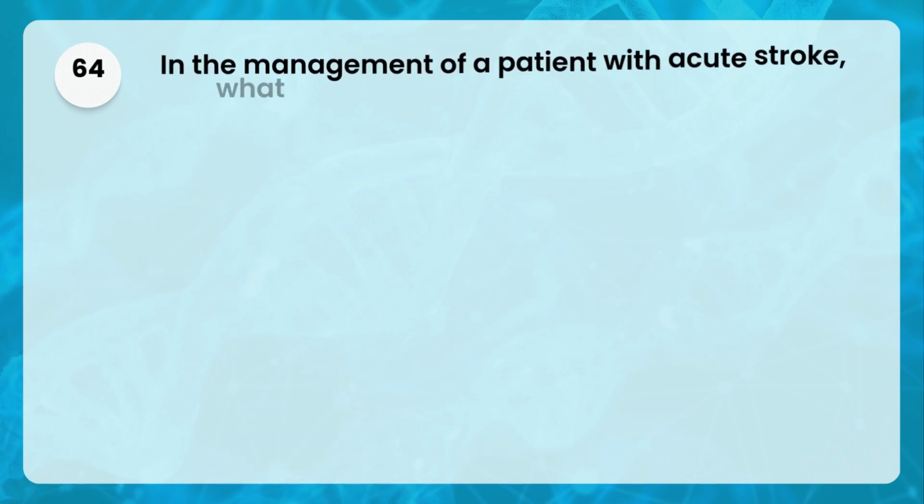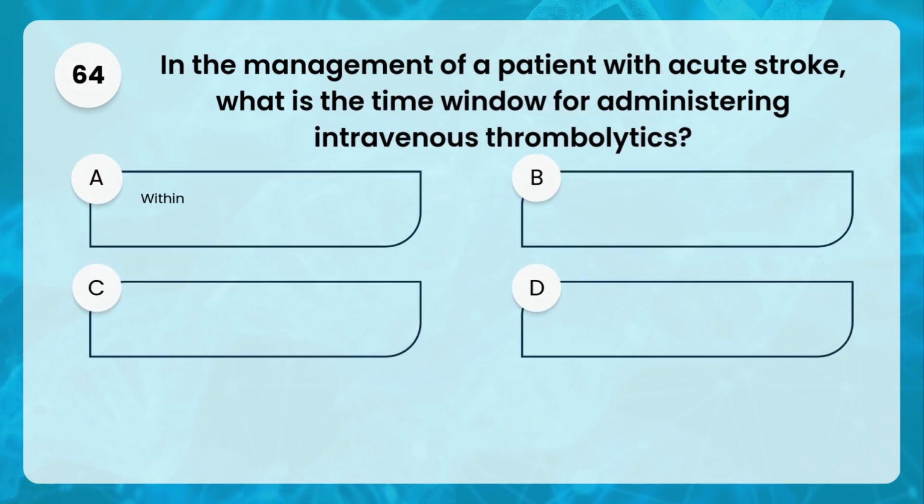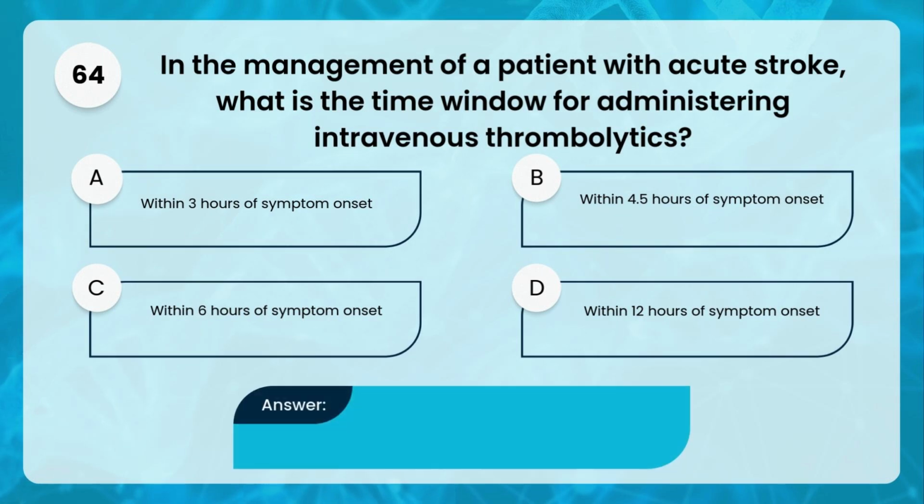Number 64. In the management of a patient with acute stroke, what is the time window for administering intravenous thrombolytics? A. Within 3 hours of symptom onset. B. Within 4.5 hours of symptom onset. C. Within 6 hours of symptom onset. Or D. Within 12 hours of symptom onset? The answer is B. Within 4.5 hours of symptom onset.